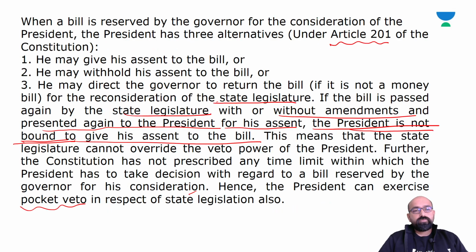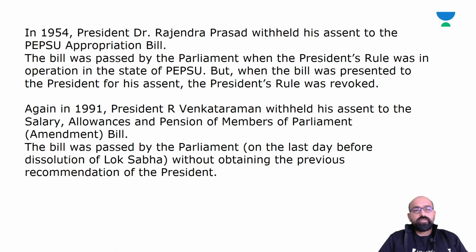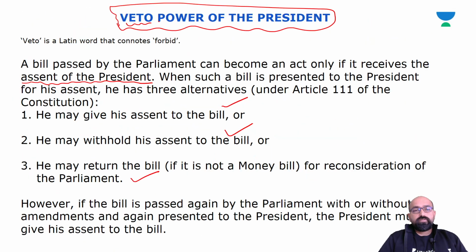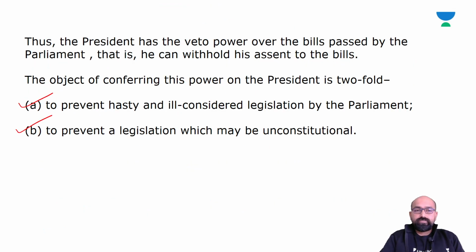Now the veto power of the president, which we have studied. Veto is a Latin word which means forbid. A bill passed by the parliament can become an act only if it has received the assent of the president.